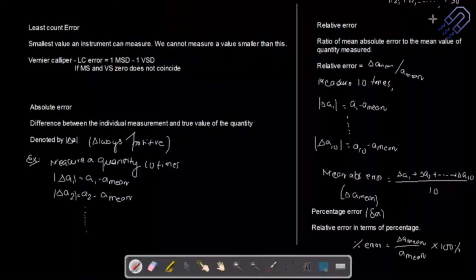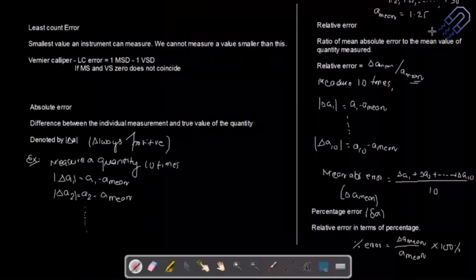Then if I take the mean of all these values, let's say I get A mean, and this A mean is nothing but 1.25. So I have got the A mean value. Whatever values I've measured, I've taken the mean of that, and that is A mean. Now I want to find out what is delta A mean.